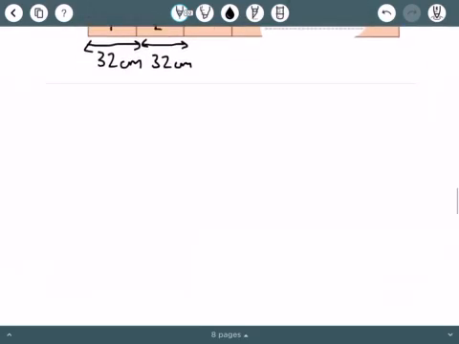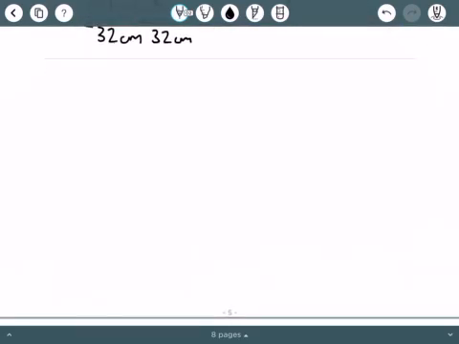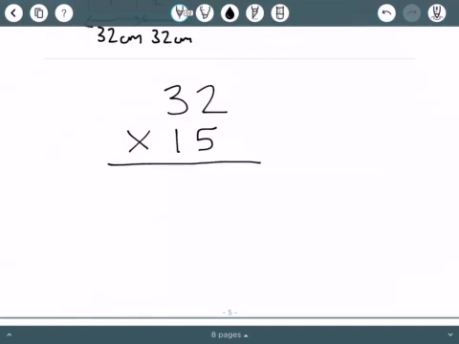So we'll scroll the page down a little bit. We're doing 15 lots of 32. So 32 multiplied by 15. And we use our short method of multiplication here. So we'll multiply together. 5 times 2 is 10. So we put our 0 down. Put our 10 up there. 5 times 30 is 150. Add the 10 is 160.